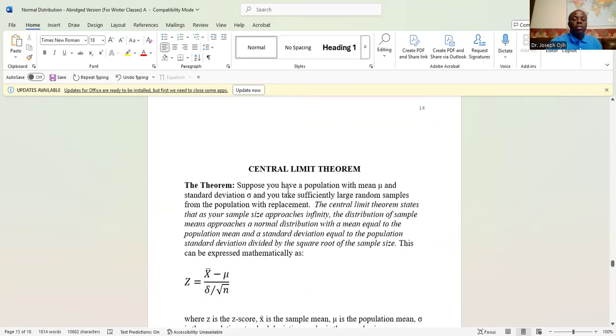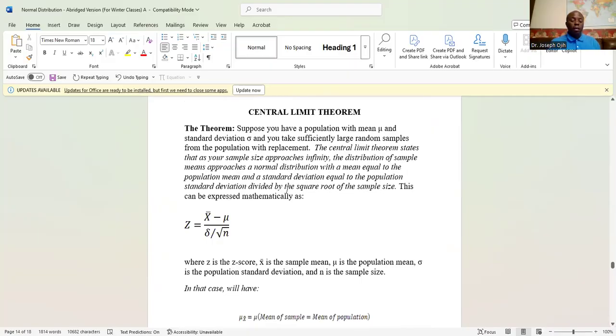Let's go to the central limit theorem. The sum and substance of what the central limit theorem is talking about is that as your sample size increases infinitely, the distribution of the sample mean will approach a normal distribution with a mean equal to the population mean, and a standard deviation equal to the standard deviation divided by the square root of the sample size.